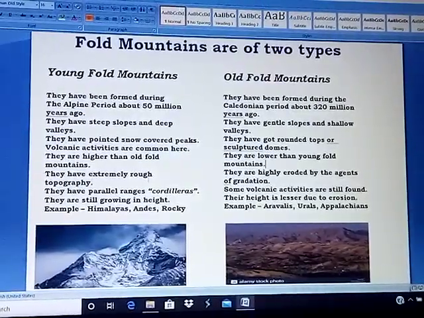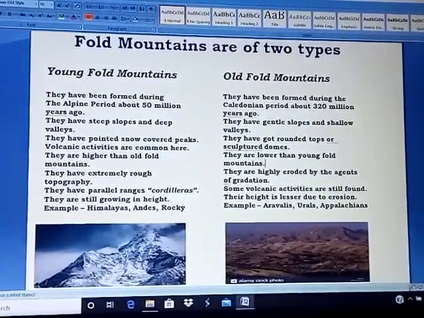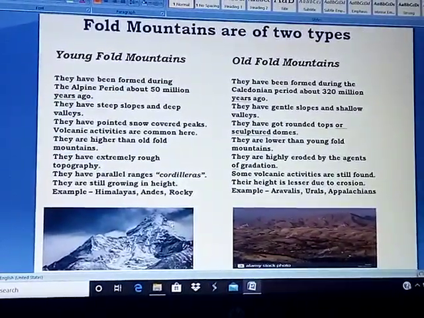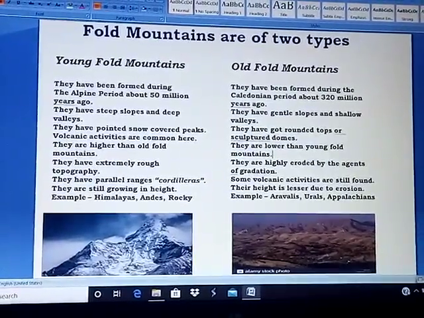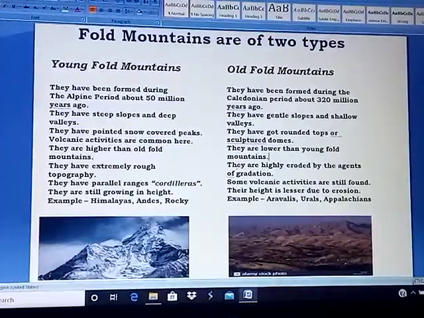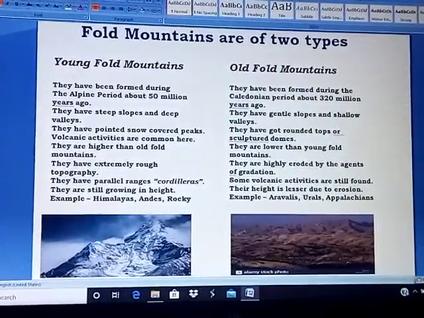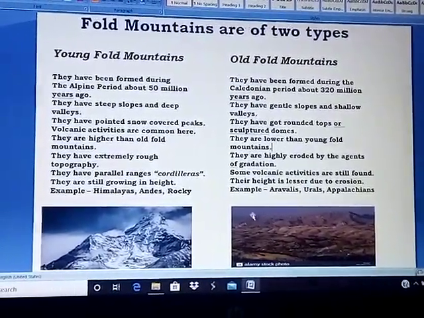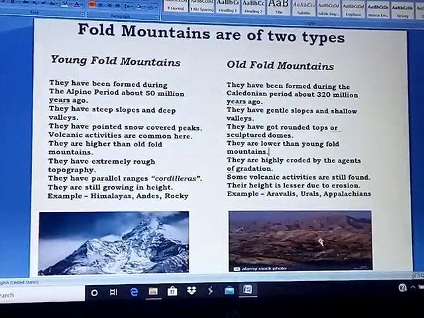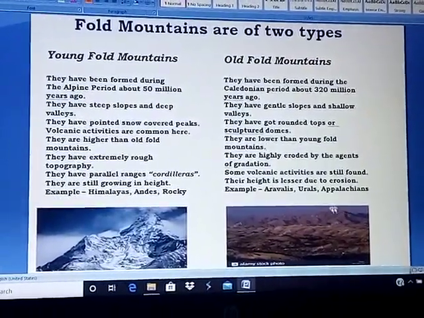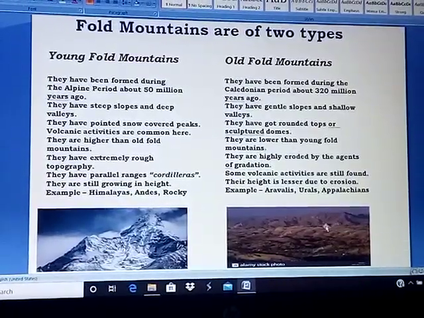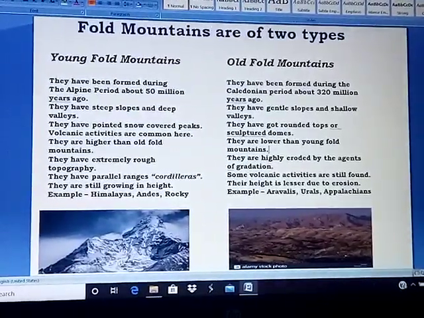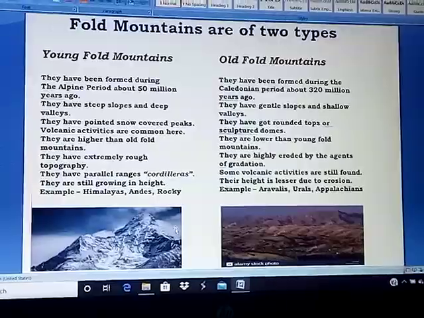Young fold mountains have extremely rough topography. Can you see that? The top is very rough. It's not smooth at all. There are so many pointed peaks. On the other hand, old fold mountains are highly eroded by agents of gradation. That's why their top is not so rough. It is almost smooth. In the other picture you will find, above the Aravalli hills, there are some walls or roads made, whereas you cannot imagine making roads in this place of Himalaya.